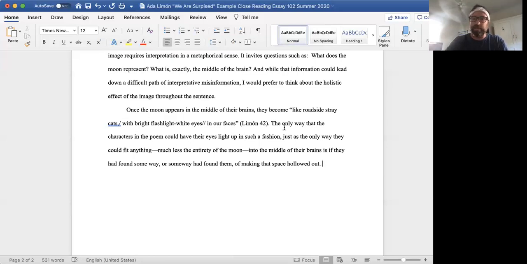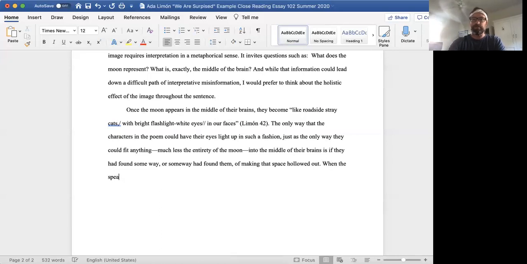So one of the things that I'm going to try to do now is to think more about cherry picking. So in my next few sentences, I'm going to start focusing on this one, like roadside stray cats. So I want to pull down each and every one of these words if I can and try to make an argument about them. This won't be super clean because I'm going to do this in the process of you sitting here. But I want to start with this image of roadside stray cats.